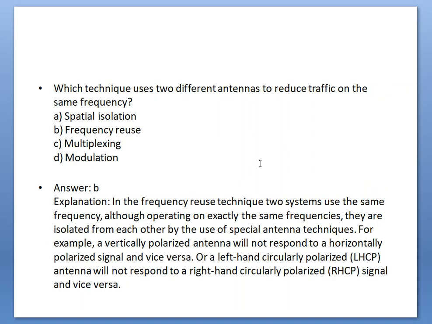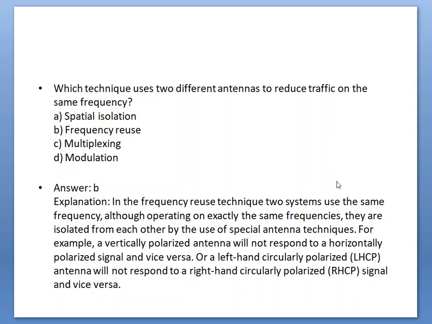Coming to the next bit: which technique uses two different antennas to reduce the traffic on the same frequency? Once again, which technique uses two different antennas to reduce the traffic on the same frequency? Option A, spatial isolation. Option B, frequency reuse. Option C, multiplexing. And option D, modulation.